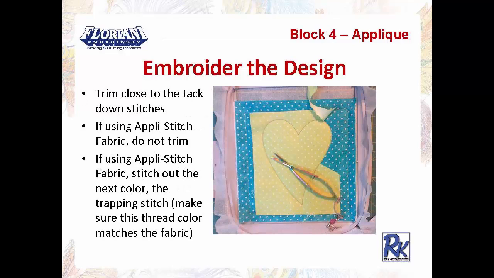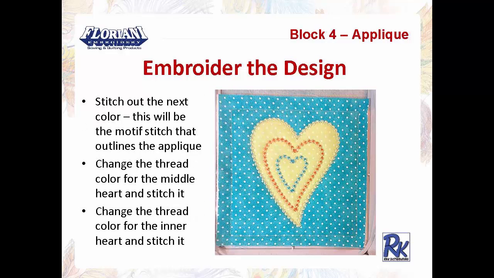When that's done, you want to remove the hoop from the machine and trim close to the tack down stitches using a squeeze and snips or similar tool. If you're using applique stitch fabric, though, you don't want to trim. And if you're using applique stitch fabric, you want to stitch out the next color, which is the trapping stitch, and make sure that this thread color matches the applique stitch fabric. You want to go ahead and stitch out the next color, and this will be the motif stitch that outlines the applique. If it's applique stitch, it's going to be a satin stitch.